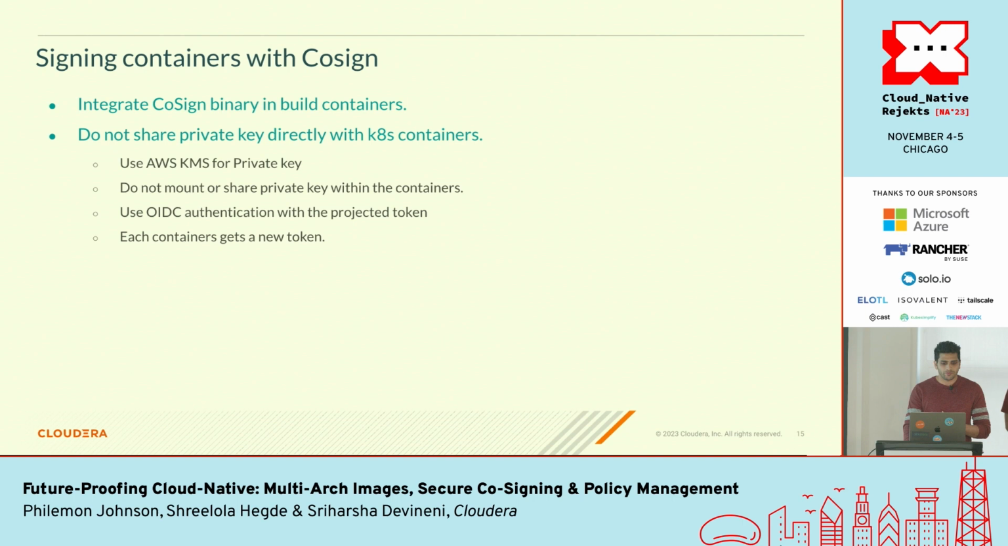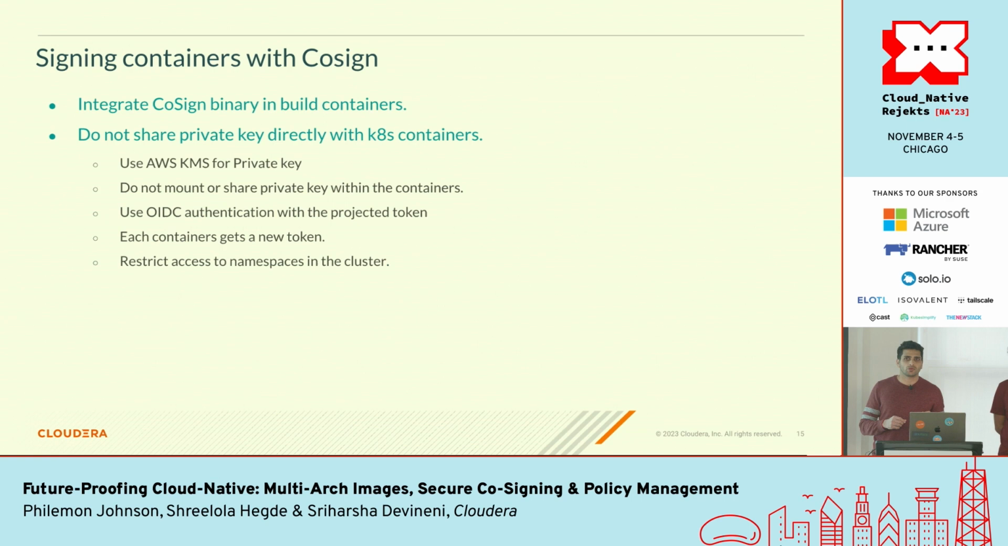Every time the pod gets launched, every container gets a new token. And we do not want to share this token with all the namespaces. For example, let's say I'm building in namespace A, and in namespace B in the cluster, you are building something else. But we do not want this token to work with namespace B. For that, we have restricted the access to a specific namespace in the cluster.